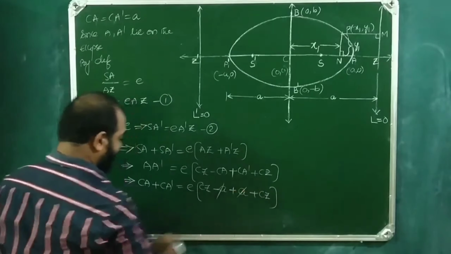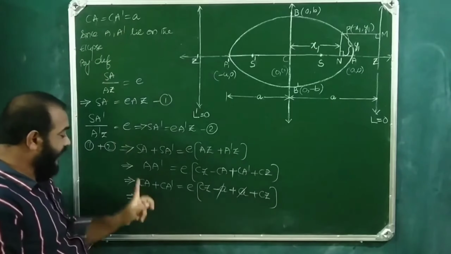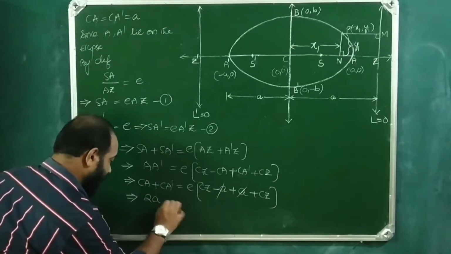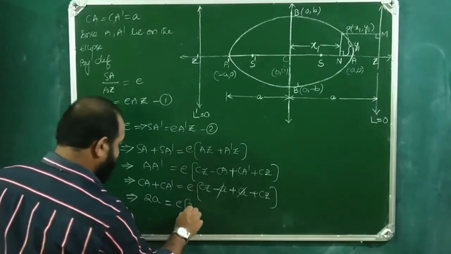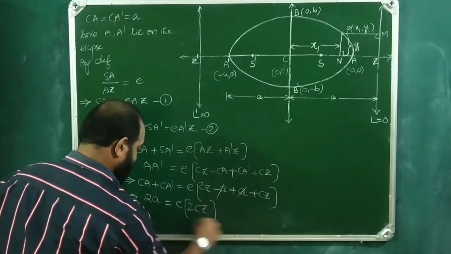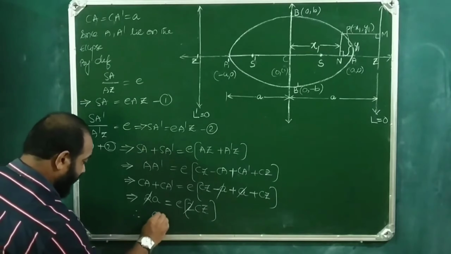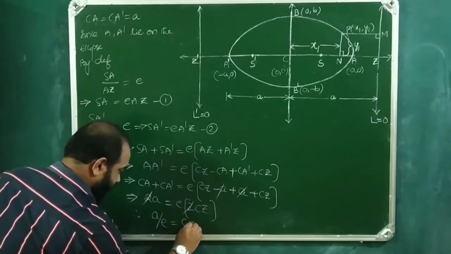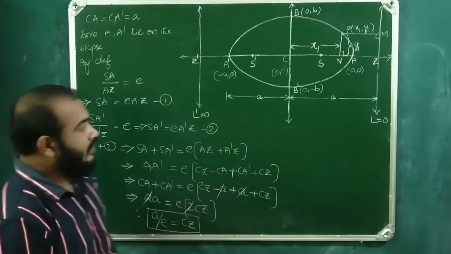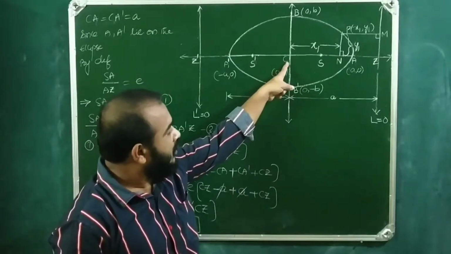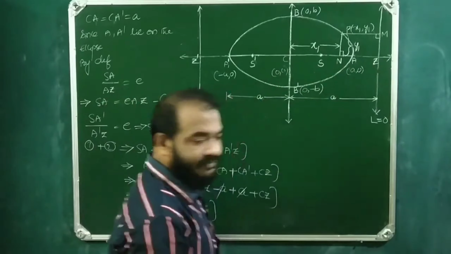So A gets cancelled. Here CA is A and CA dash is A. A plus A is 2A, which equals E into CZ plus CZ, which is 2CZ. So 2 gets cancelled. Therefore we get A by E equals CZ. That means the distance from the center of this ellipse to the directrix is A by E.